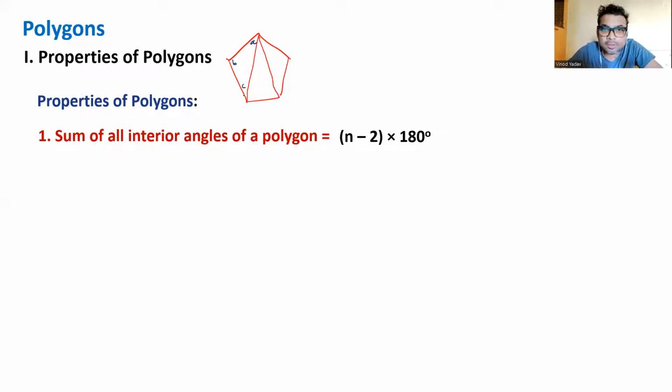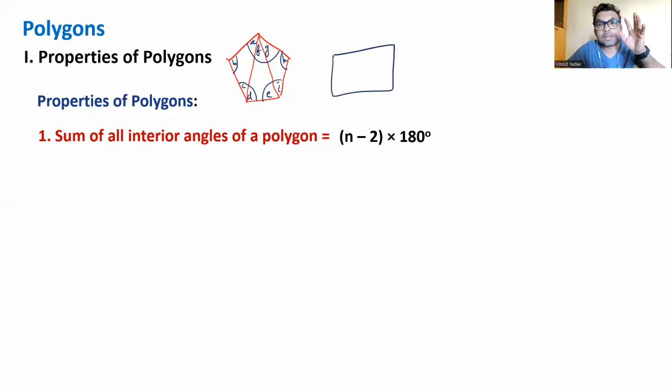So here A plus B plus C is 180, DEF is 180, GHI is 180. So if I add all of them, it will be 180 into 3, which helped us cover all the interior angles of this pentagon. So 5 sides were there, and we saw 3 triangles getting formed.